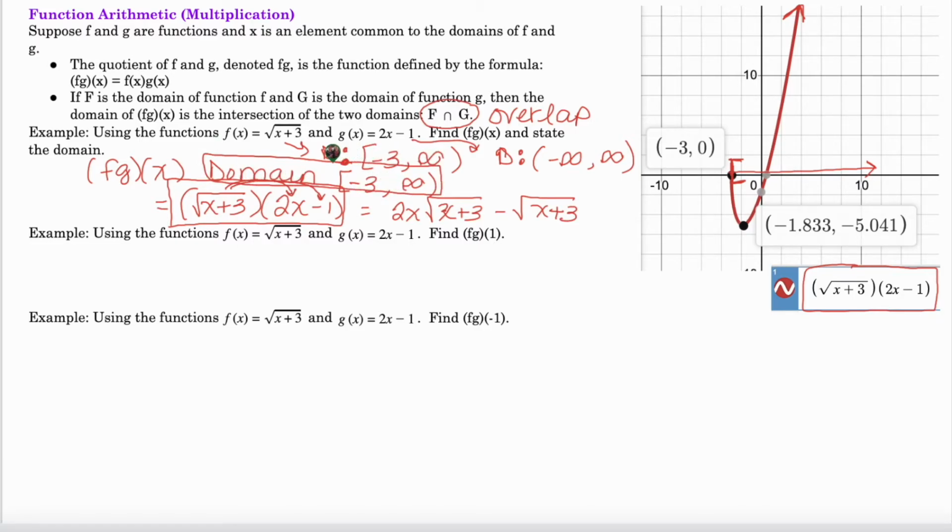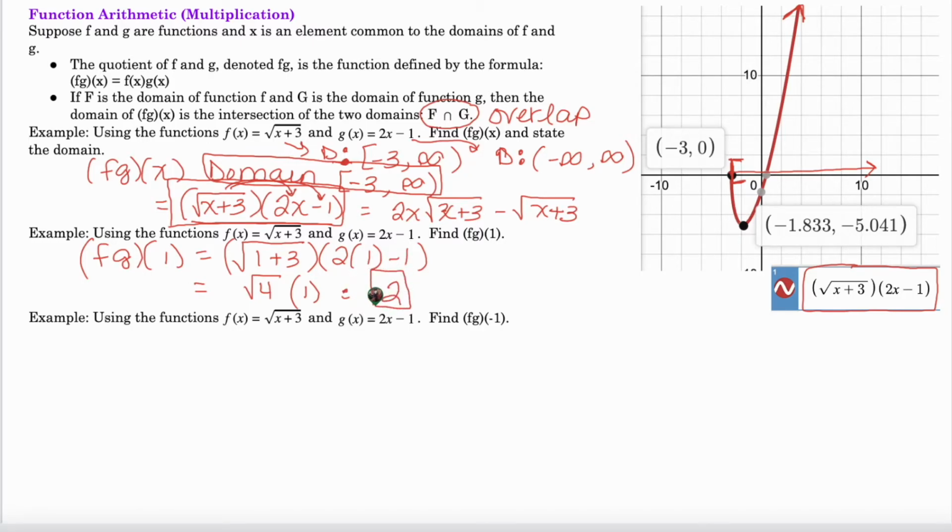Well, now that we have the functions multiplied, it's asking us to evaluate at positive 1. Well, now that I have it listed here, I could easily take f times g of 1 and substitute 1 and 2 wherever I see x and simplify. This gives me the square root of 4. 2 minus 1 is 1, so this gives me 2.